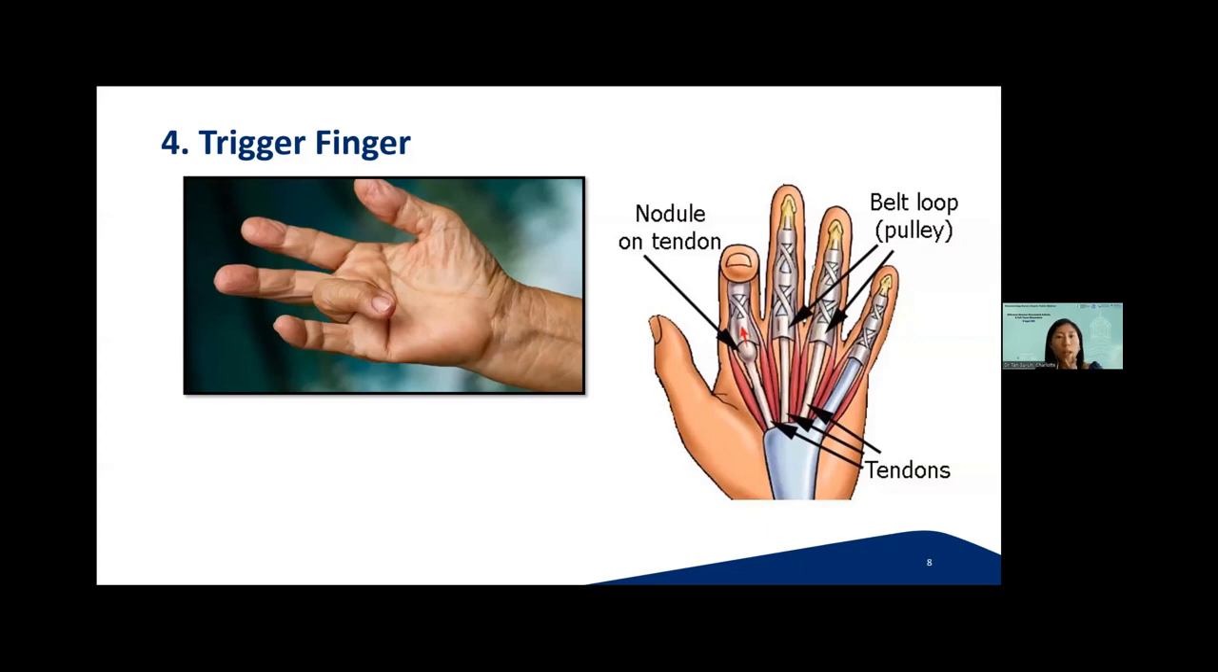So what happens is that there is a tendon that slides through this pulley here, and when either of these structures thickened, meaning either the tendon thickens or this pulley or the loop thickens, the tendon cannot glide smoothly through the loop, resulting in the stuck sensation that one experiences. Sometimes, if the trigger finger is severe, you may even need the help of the other hand to pry open the finger and straighten it out.